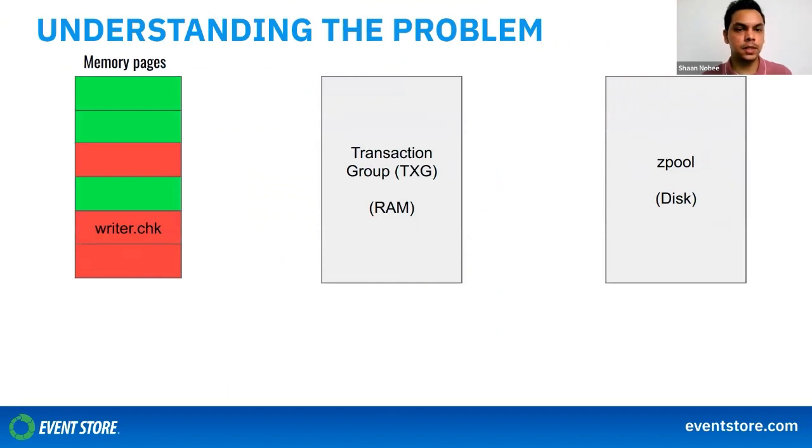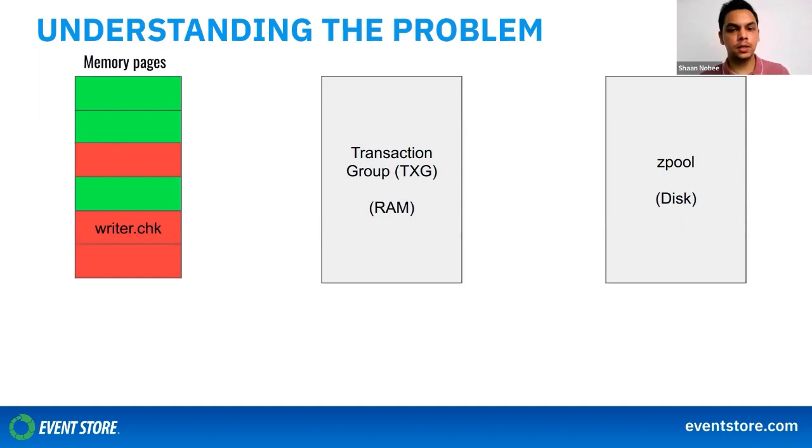So in this diagram, I tried to explain it in a bit more detail. On the left, as you can see, are memory pages on the whole system, not just those belonging to EventStoreDB. The green rectangles are clean pages, and those in red are the dirty pages. That is, they have been modified in memory, but not yet written to disk. In the middle is a transaction group where multiple async writes will be aggregated before being written after 5 seconds to the disk.